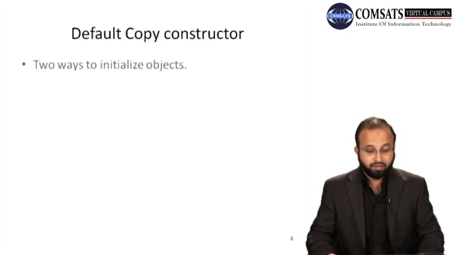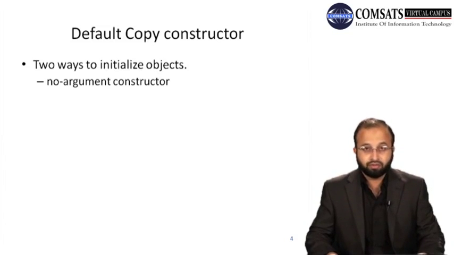Now default copy constructor. So there are two ways to initialize an object, right? First, with a no argument constructor. When you create an object, there are two ways.